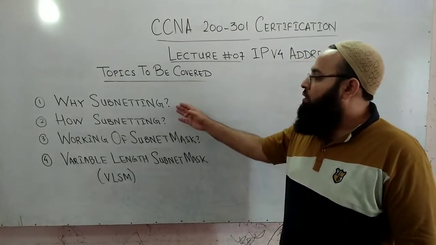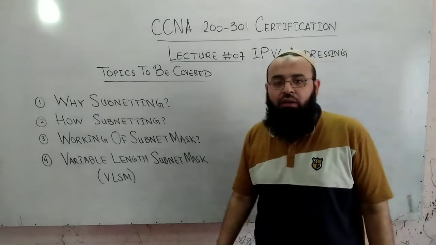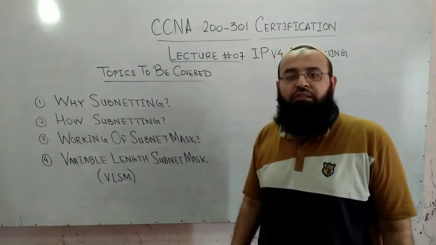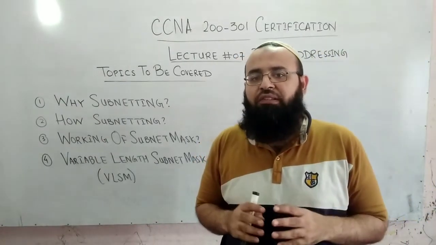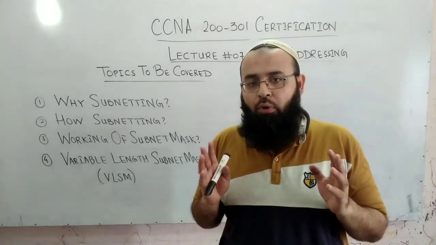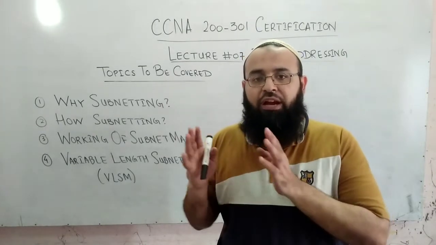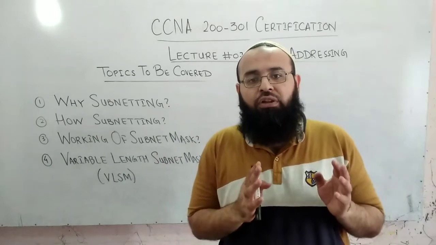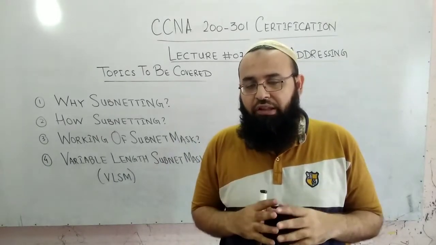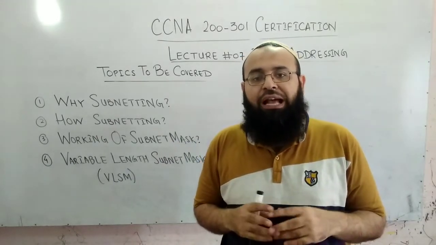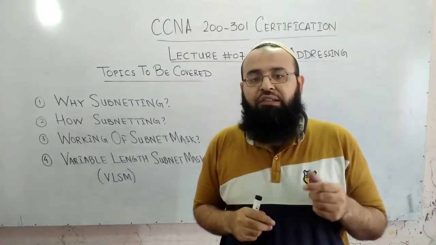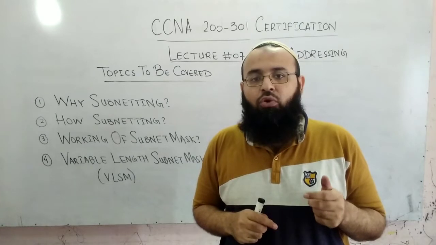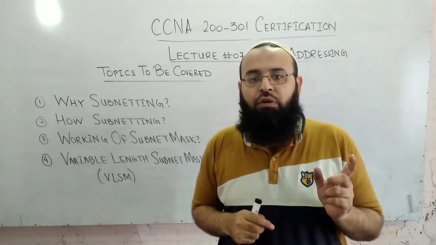So starting from why do we require subnetting? In the previous lecture, that is lecture number 6, I told you that an IP address basically comprises two portions. First portion is that of network address and the other portion is that of host addresses. So in case of a class A IP address, I told you in lecture number 6 that a class A IP address has a total of 24 host bits.